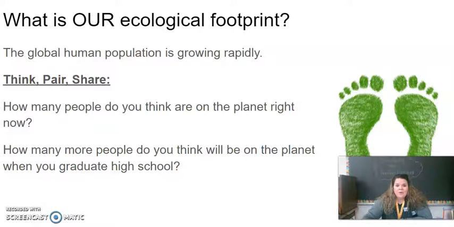Now, what is our ecological footprint? The global human population is growing rapidly. Now, think, pair, share. If you are at school or at home, think to yourself, and you can share with a family member. How many people do you think are on the planet right now? And how many more people do you think will be on the planet when you graduate from high school? Take some time to think about that.